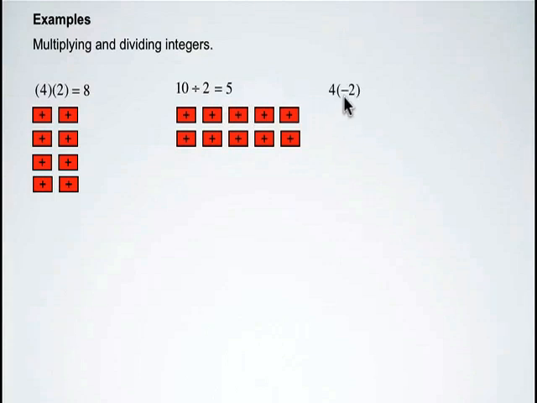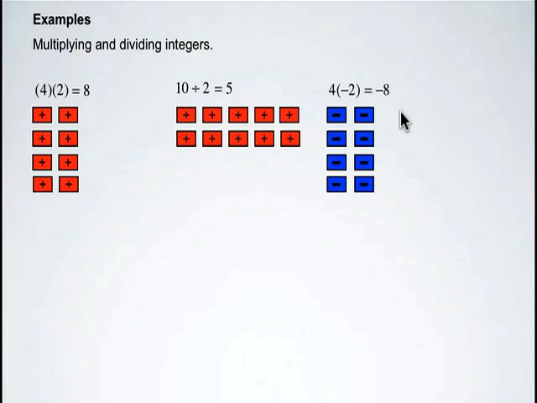Now the next one, 4 times negative 2, is the same as 4 groups of 2 blue tiles. So I have 1, 2, 3, 4 groups of 2 blue tiles. So altogether I have negative 8, 8 blue tiles.